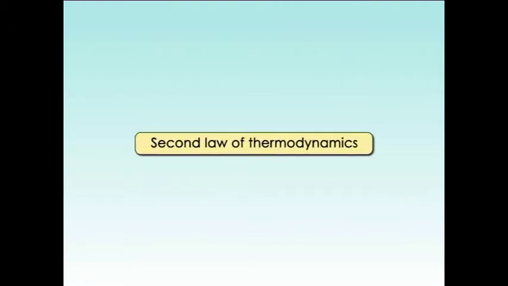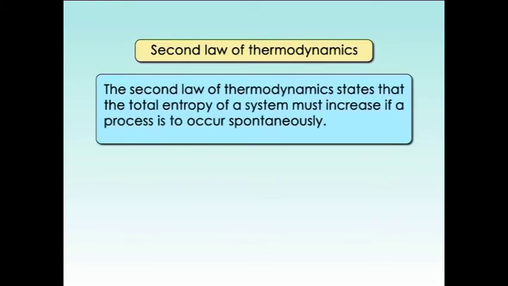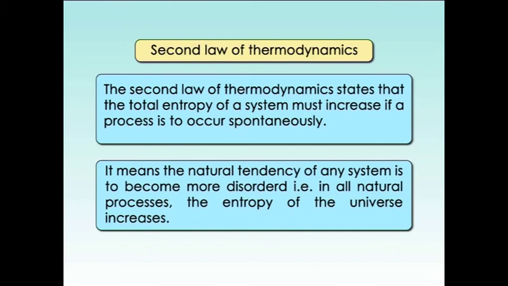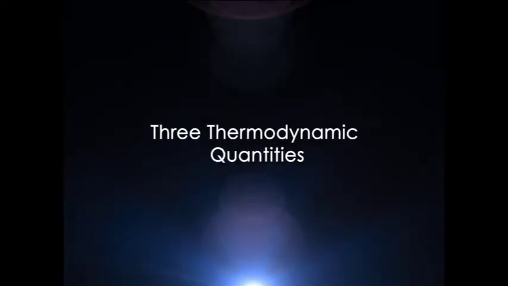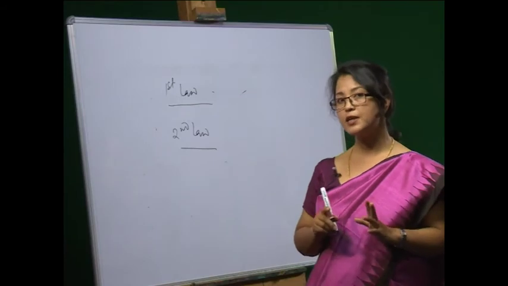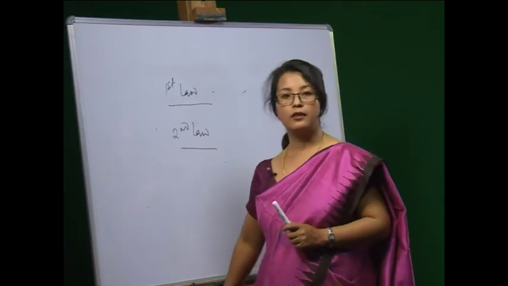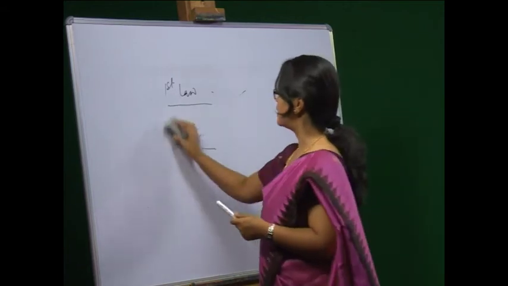Now let's look at the second law of thermodynamics. It states that the total entropy of a system must increase if a process is to occur spontaneously. It means the natural tendency of any system is to become more disordered. That is, in all natural processes, the entropy of the universe increases. Let us study the three thermodynamic quantities that describe the energy changes occurring in a chemical reaction.